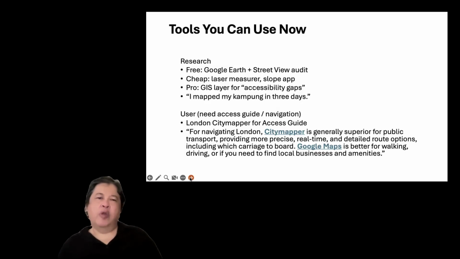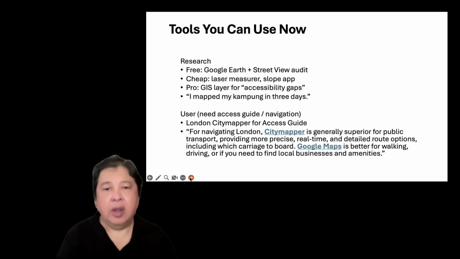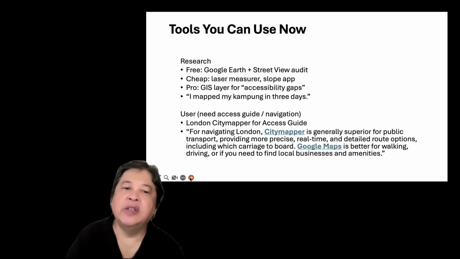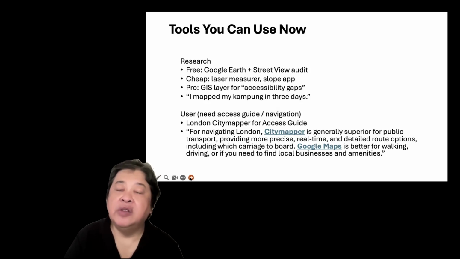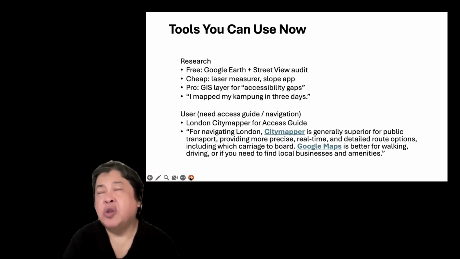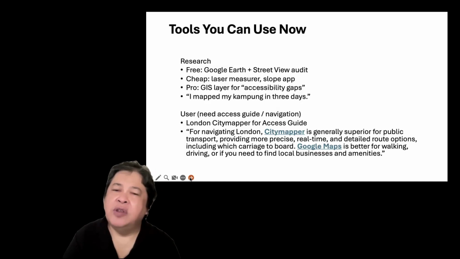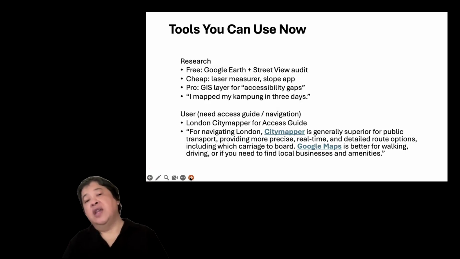One much more systematic way is useful for the user, like for myself, where I need an access guide or navigation. In London, you have City Mapper for access guide. For navigating London, City Mapper is generally superior for public transport, providing more precise real-time and detailed route options, including which carriage to board, compared to Google Maps, which Prasarana was talking about that they would rely on. I don't find much information for access guide in Google Maps because it's just better for walking or driving and finding local businesses and amenities. But for access guide, you need much better mapping and guidance.